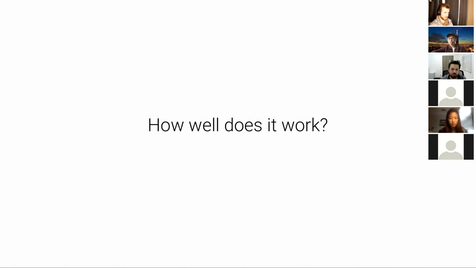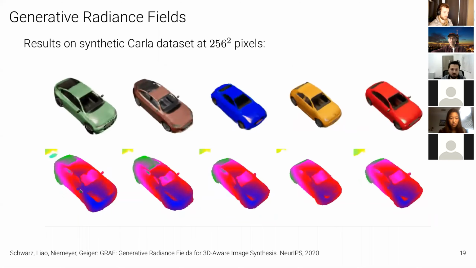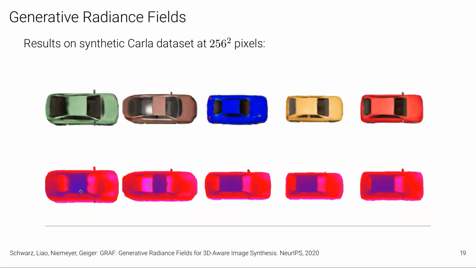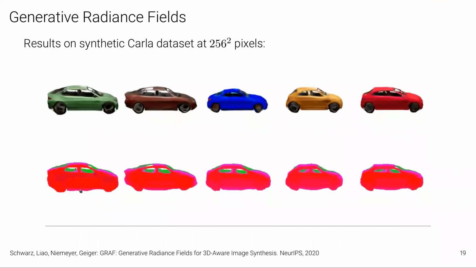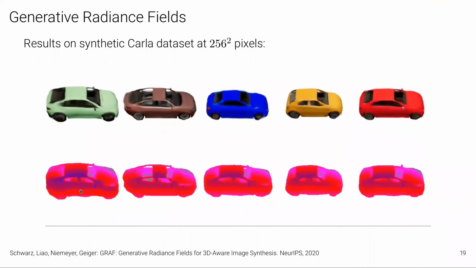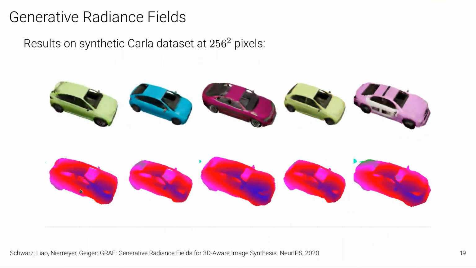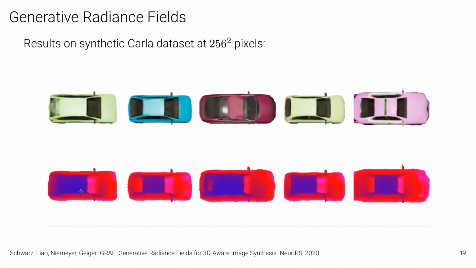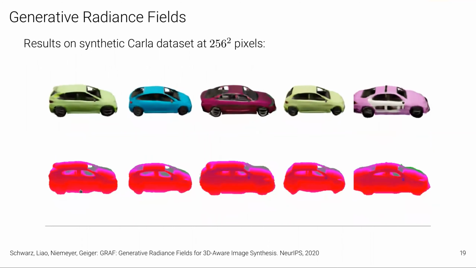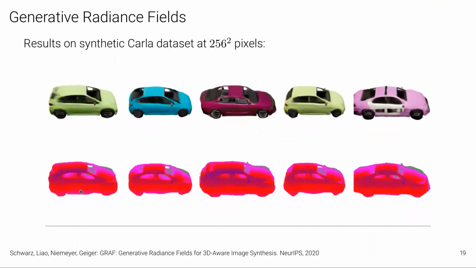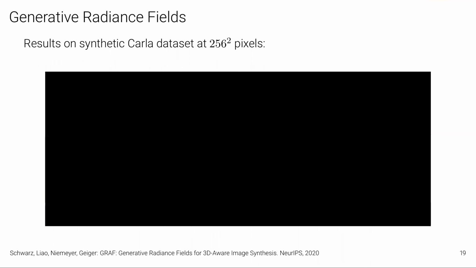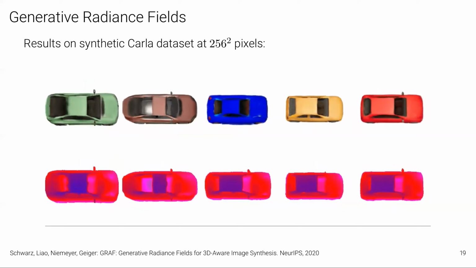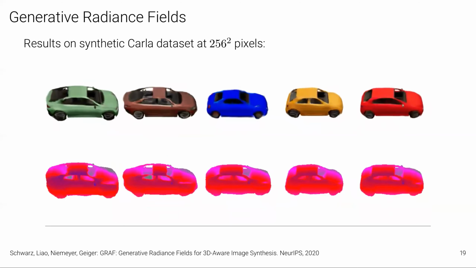And now this sounds cool. Does it actually work? Here we show some results at 256 squared resolution. We trained our network on synthetic renderings from the CARLA simulator. On the top row, we show our renderings. On the bottom row, we show the depth maps, which is a quite cool aspect about the representation, that you can render out even the depth maps.